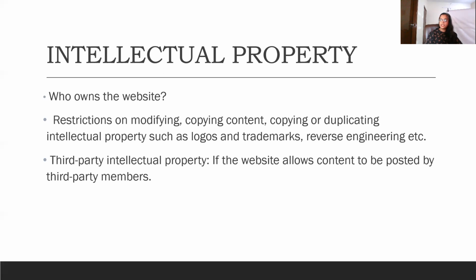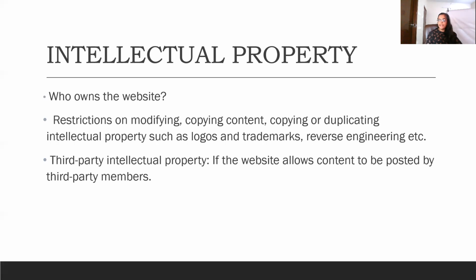So therefore, you need to have these protections also built in that if any third party members are posting content, then their content should not be plagiarized, copied, modified, or their intellectual property should not be infringed by any of the users who are using the particular website. So therefore, you need to be very careful regarding protection of intellectual property.